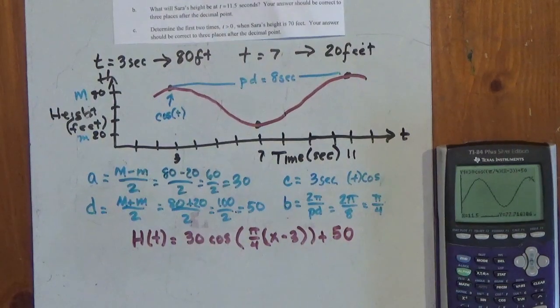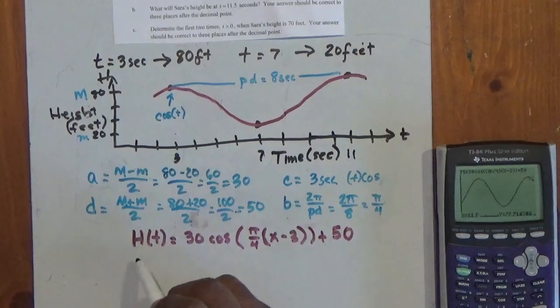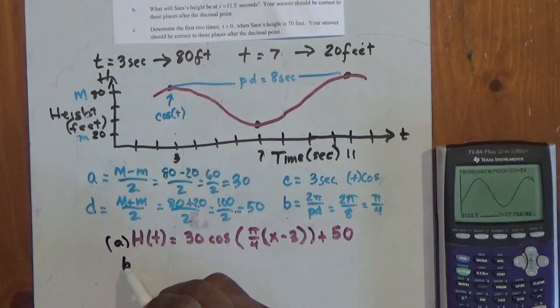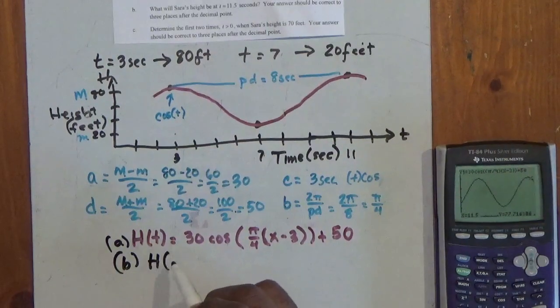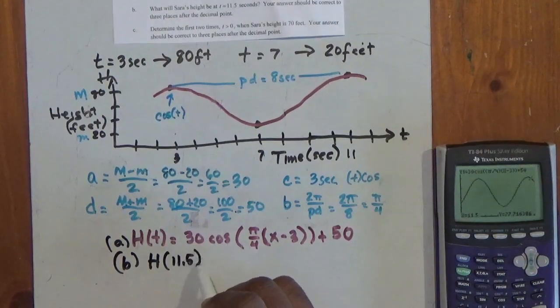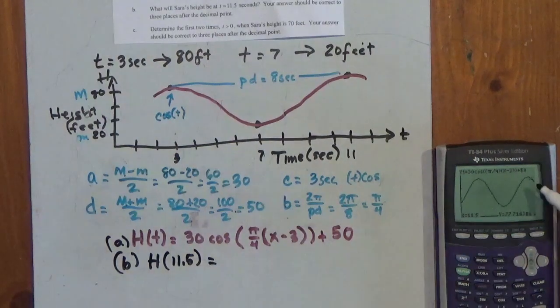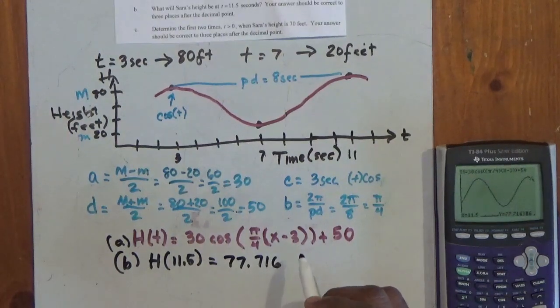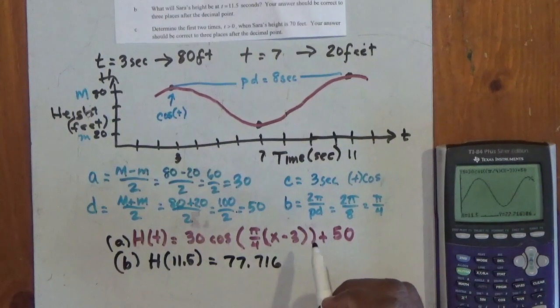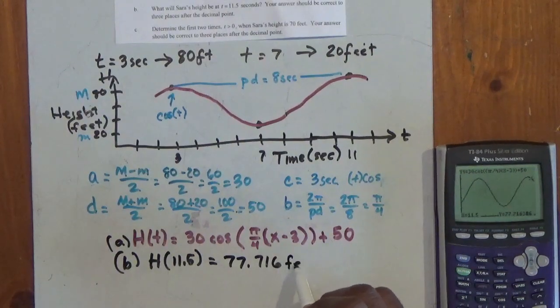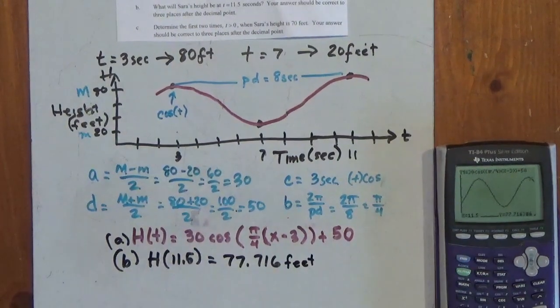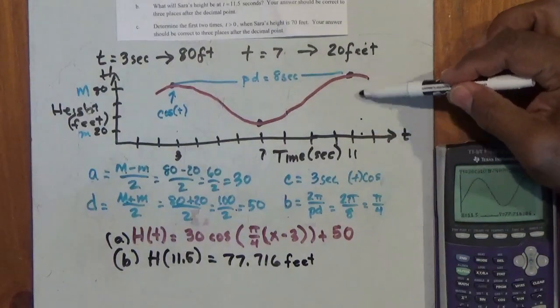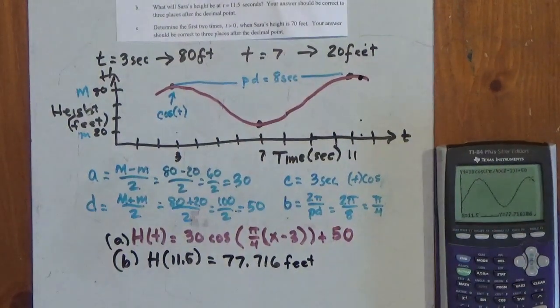All right, that's A. For B, when the time is 11.5 seconds, then the height is 77.716. And what units are we using? Feet. Now, 11.5 would be somewhere right there.